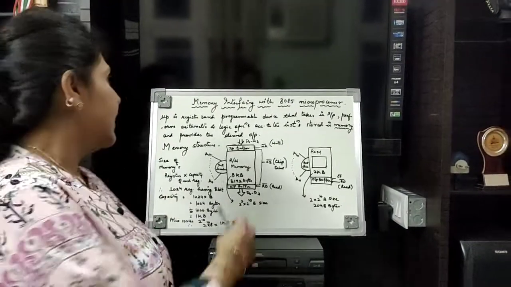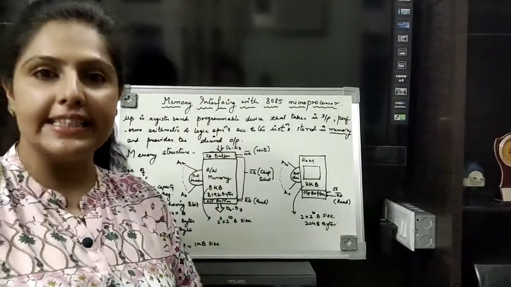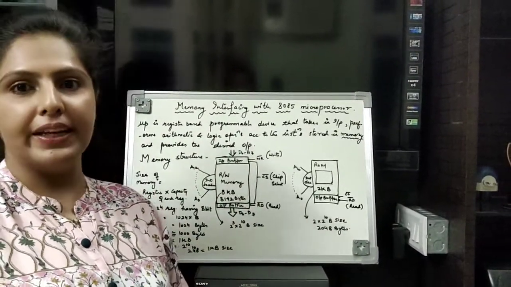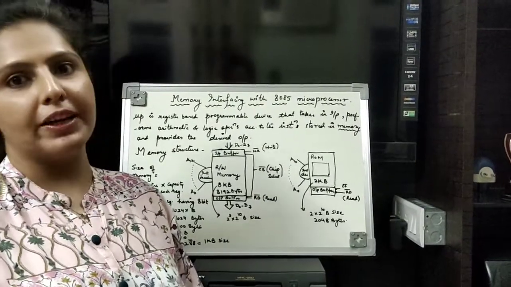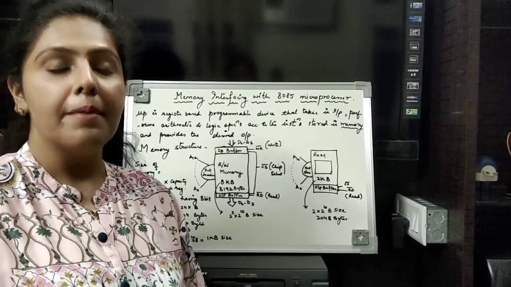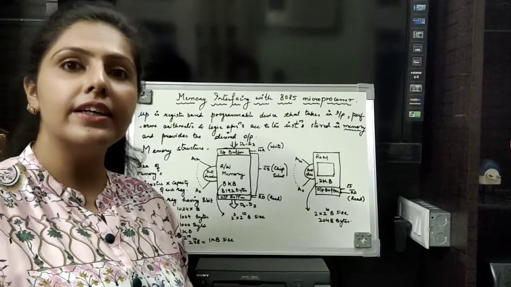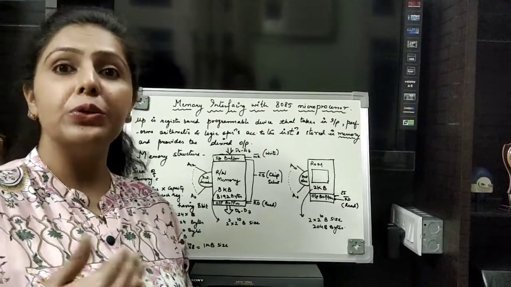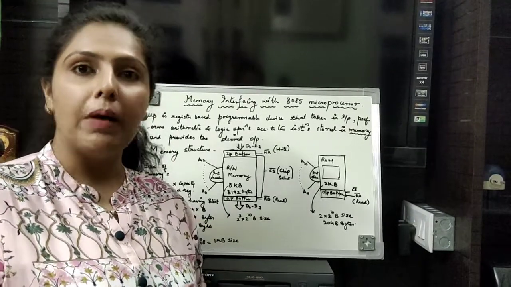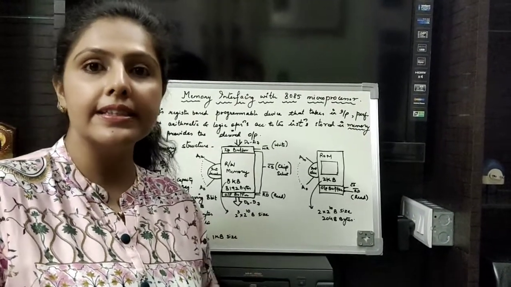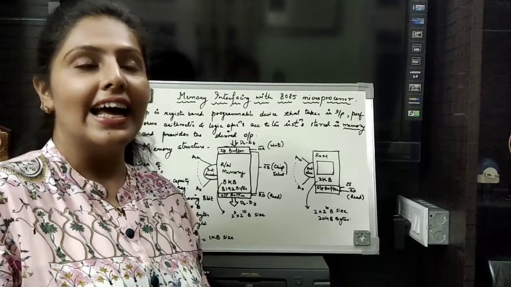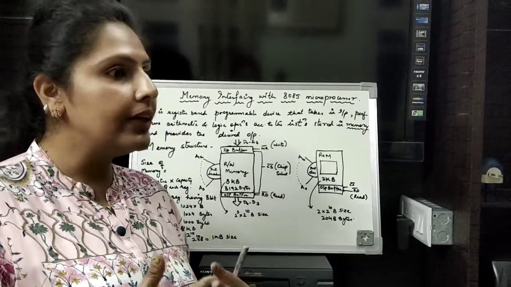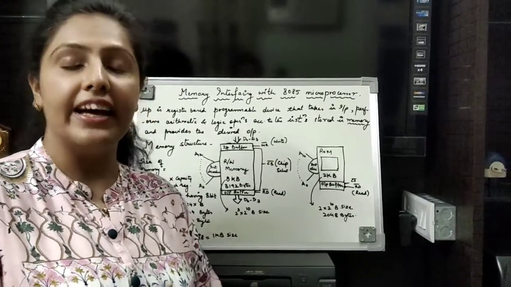Today's topic is memory interfacing with 8085. Before proceeding to my topic, I would like to explain to you the importance of microprocessor 8085. Microprocessor plays a vital role in our daily lives. We can use microprocessor in our mobile phones, in microwave ovens, in washing machines, in home automation gadgets. We use microprocessor in our daily lives.